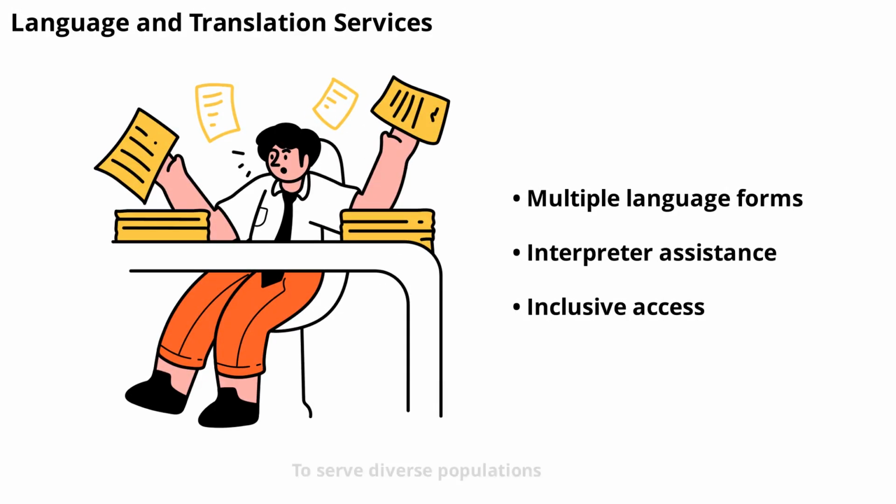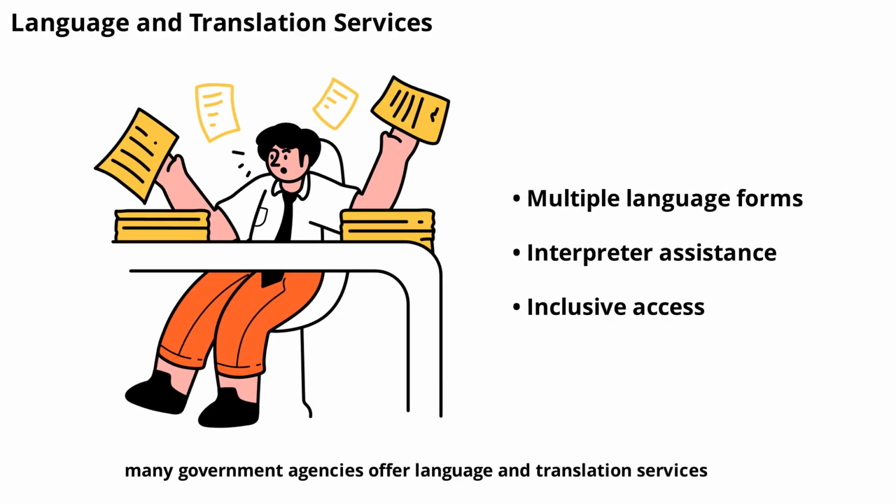To serve diverse populations, many government agencies offer language and translation services. Application forms and instructions may be available in multiple languages, and interpreters can assist with in-person or phone applications. These services help ensure that language barriers do not prevent anyone from accessing important government benefits and services.